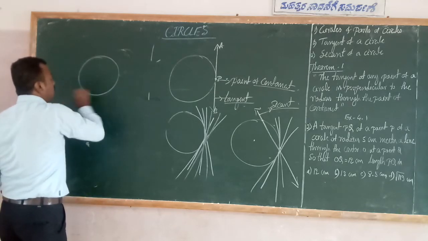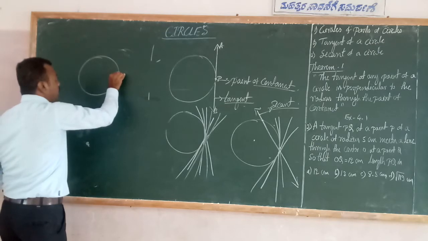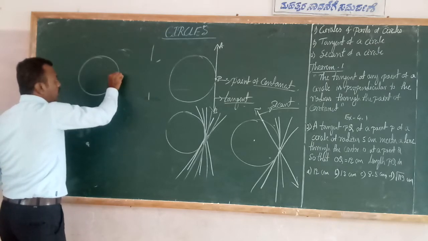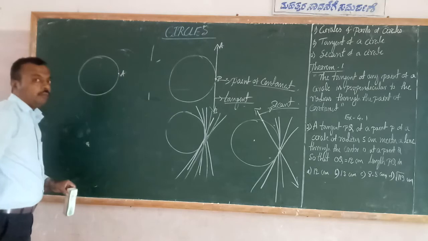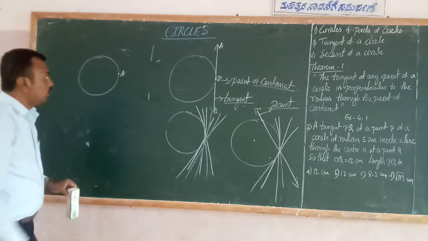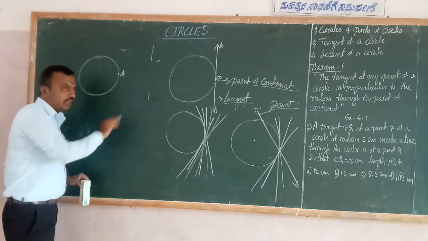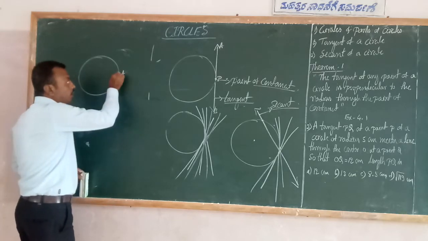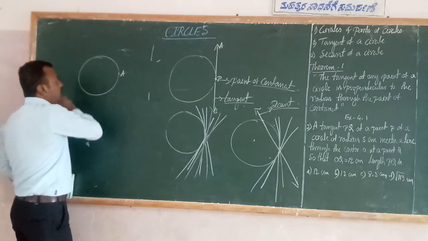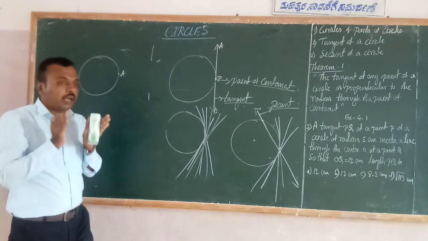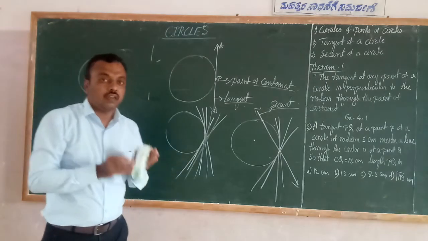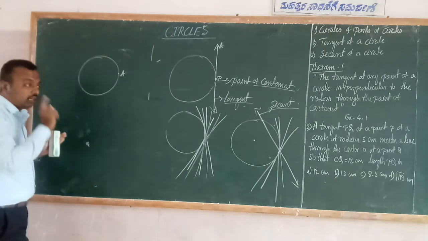in a circle, see, a tangent touches only one point on a circle. So how many tangents can be drawn in a circle? It is an infinite number. This is a point on the circle. And how many parallel tangents can be drawn in a circle? How many pairs of tangents can be drawn in a circle at one time?